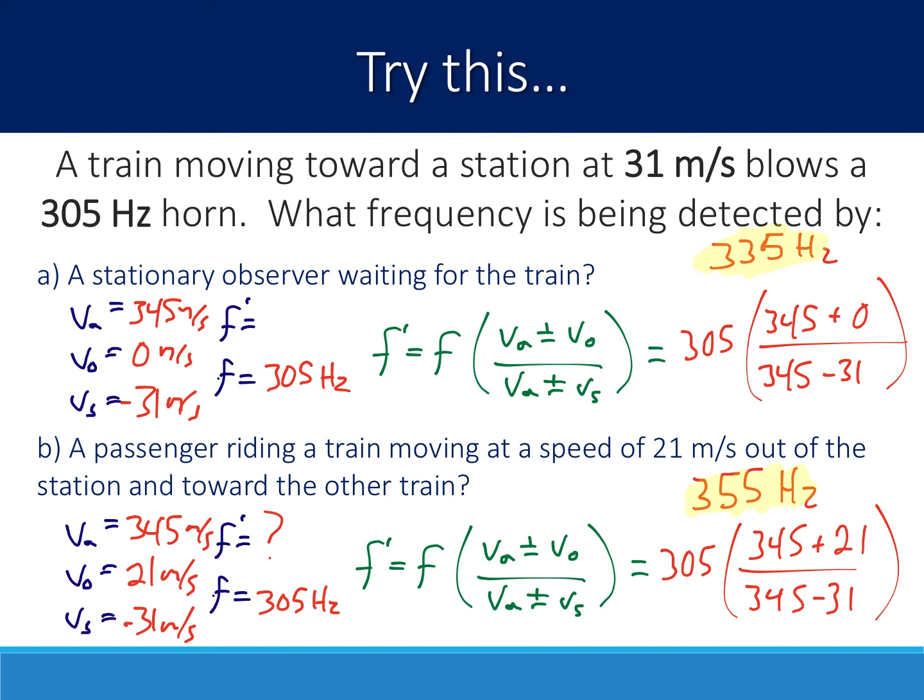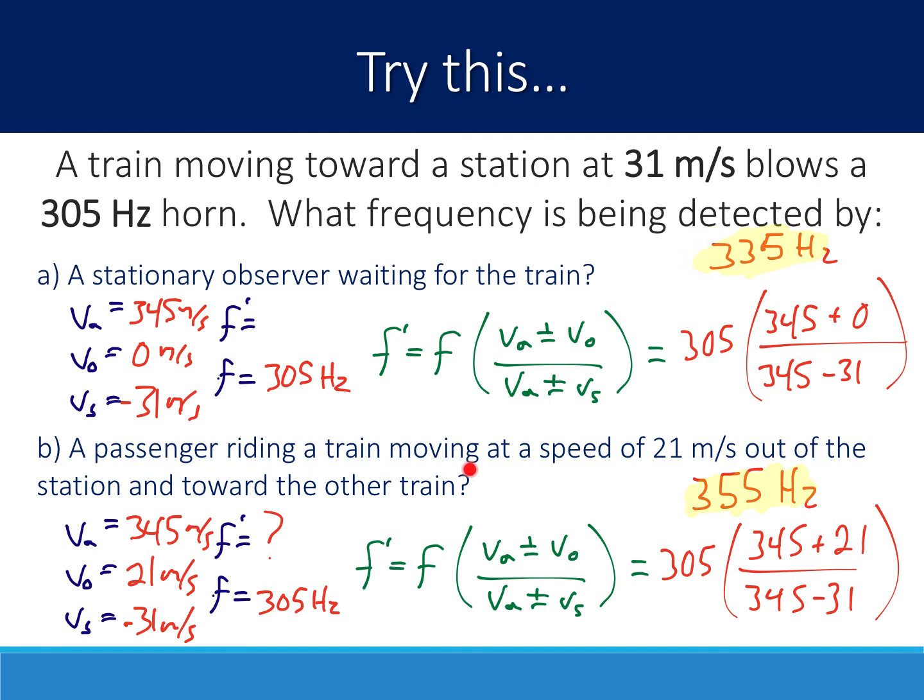Okay, so we need to look at our original frequency, which is 305 hertz. I'm going to add 0 for the velocity of the observer because it's stationary, and I'm going to have a negative for the velocity of the source because it is coming towards the station. So that's why it has a negative number there. That's going to make this whole thing greater than 1. So that times 305 gives me 335 hertz. He's going to hear a higher frequency.